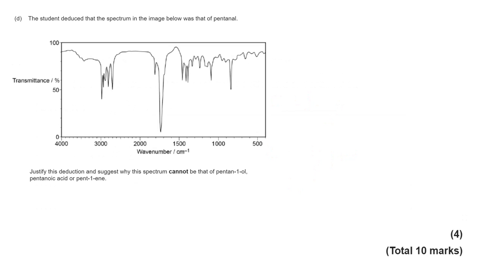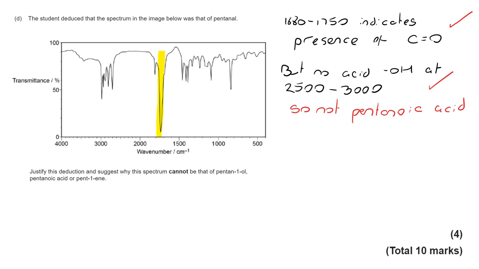On to part D, this is a 4 marker and we're proving why this spectrum is not pentan-1-ol, pentanoic acid, or pent-1-ene. Now the first thing I would say is the presence of the C double bond O at 1680 to 1750, that very pronounced peak almost touching the bottom, tells us it can't be pentan-1-ol. But also we've got no OH peak that we would have in conjunction with it if it were pentanoic acid. So it cannot be pentanoic acid either.